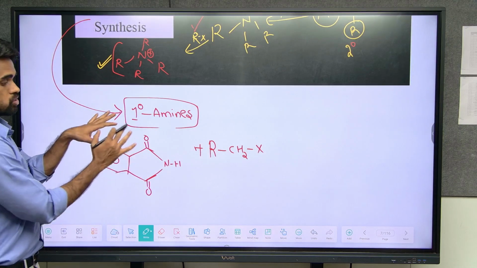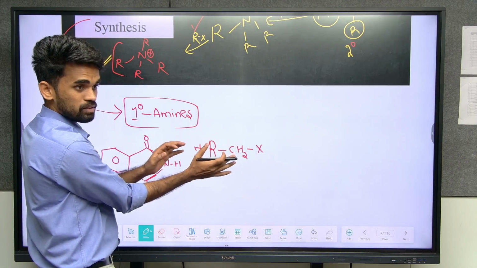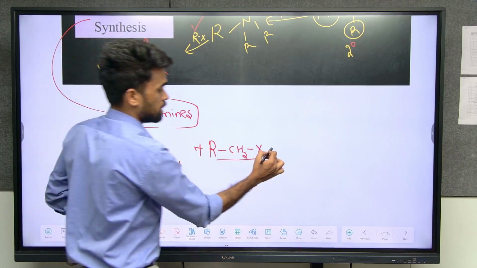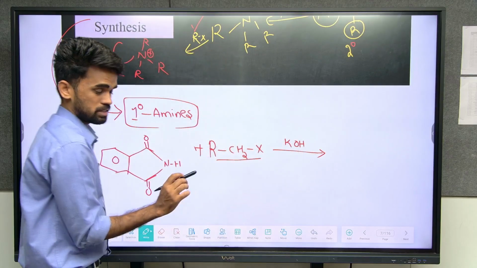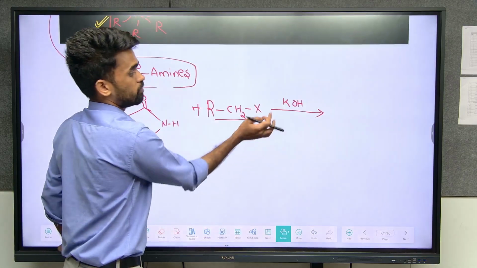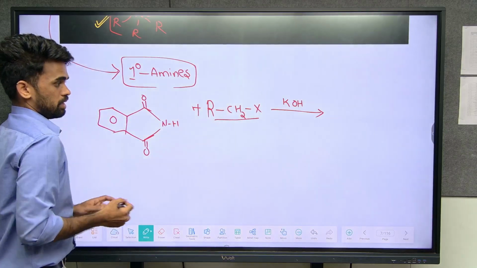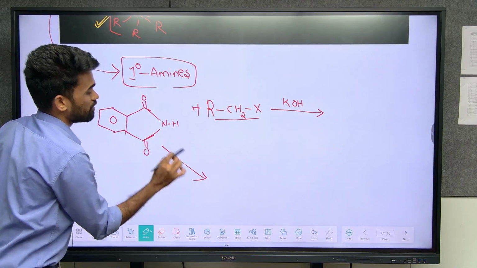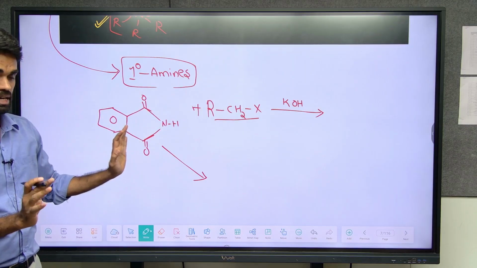Okay. So this one is treated with a primary alkyl halide. What is this? Alkyl halides. Now the reaction takes place in a basic medium like KOH. See, what is the medium I am using? Basic medium. First of all, I will tell you the product, nothing else. First I will tell you the product, then I will tell you the mechanism.